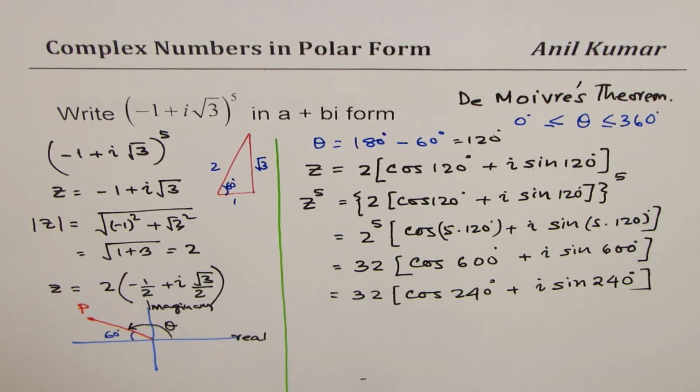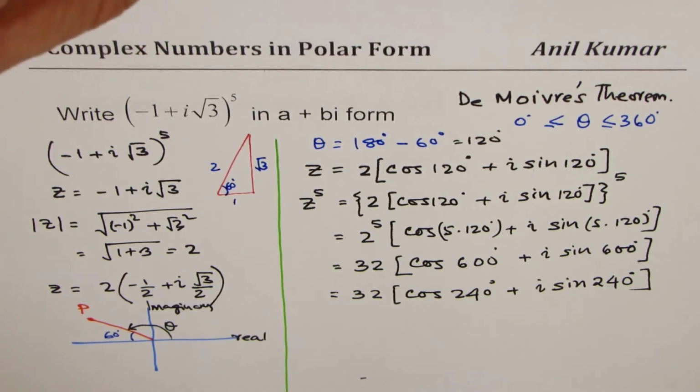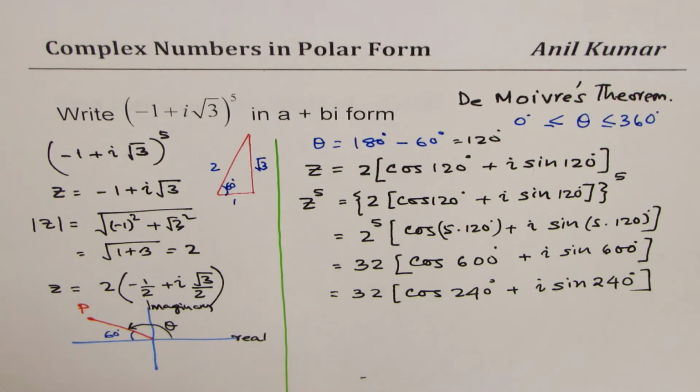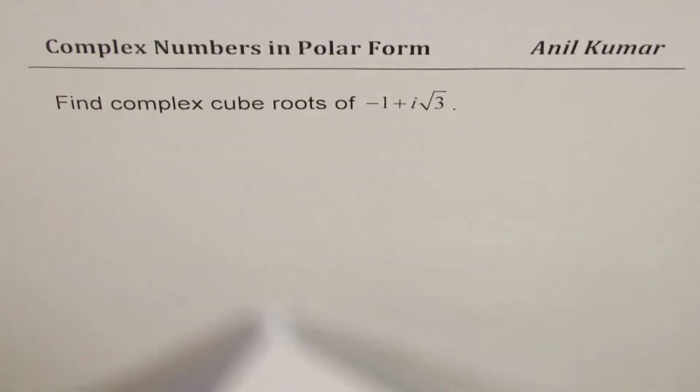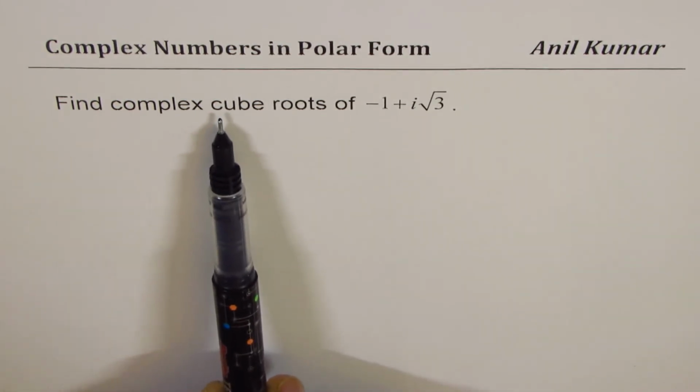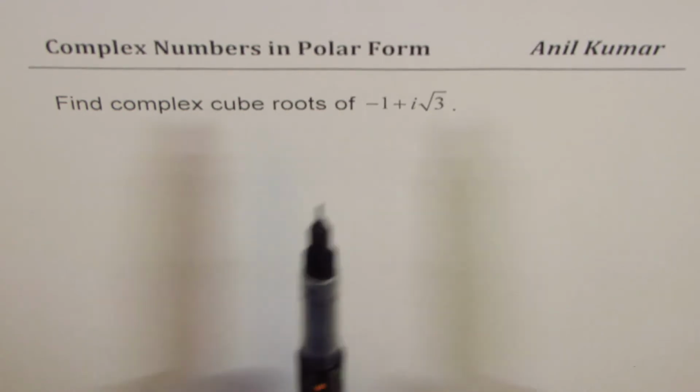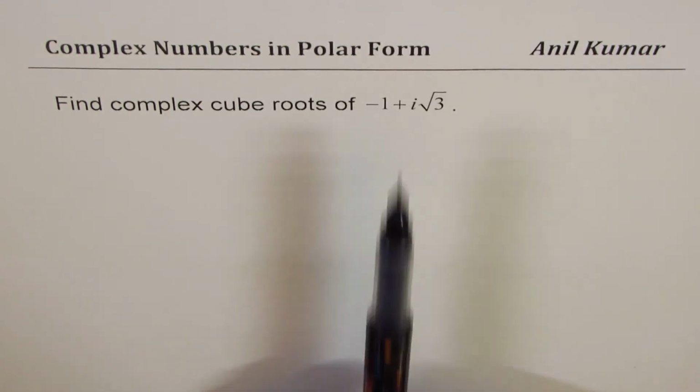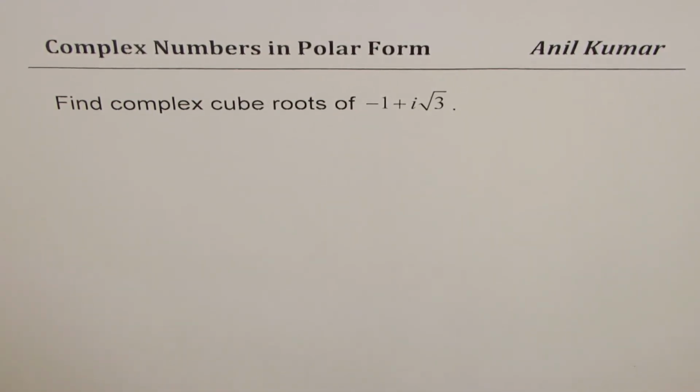So that is how we can find the fifth power of the given complex number. I hope that's absolutely clear. It's a very important theorem to use, and it can help us to find the powers and also the roots. So in the next example, we'll see how to find the root of a complex number in polar form. The question here is, we need to find the complex cube root of minus 1 plus i square root 3. You can pause the video, try this out, and then look into my suggestions.